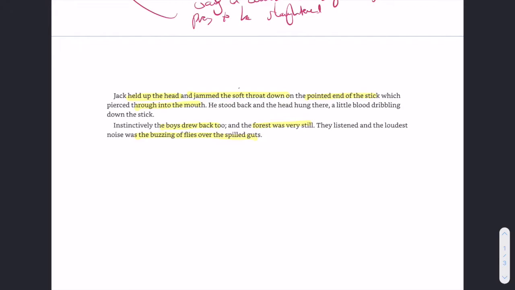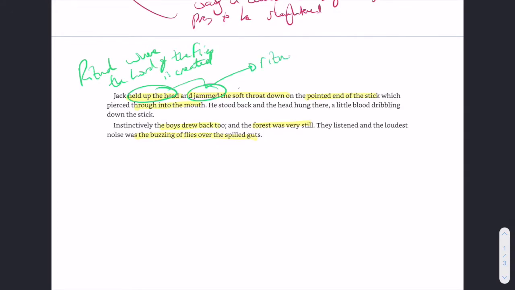So we have this final short section I wanted just to jump to quickly, because this is the moment when the Lord of the Flies is created, and it's almost presented in a ritualistic manner, like a ritual, like a process. Because Jack, first of all, holds up the head before jamming the soft throat down. It's as though he's revelling in and celebrating the outcome of this violence.